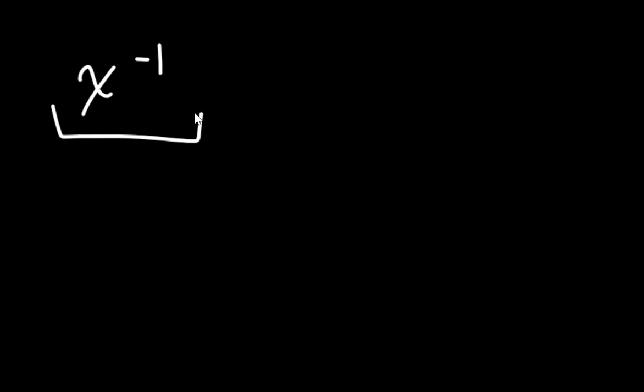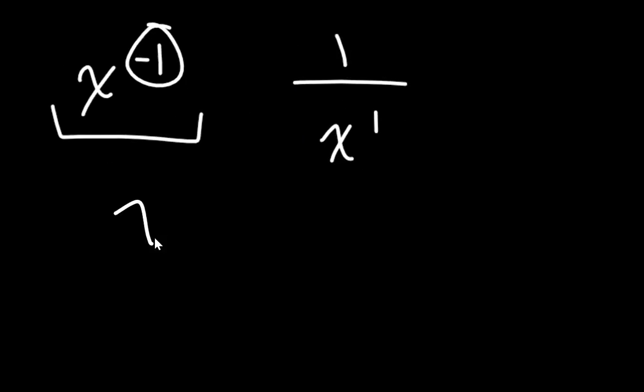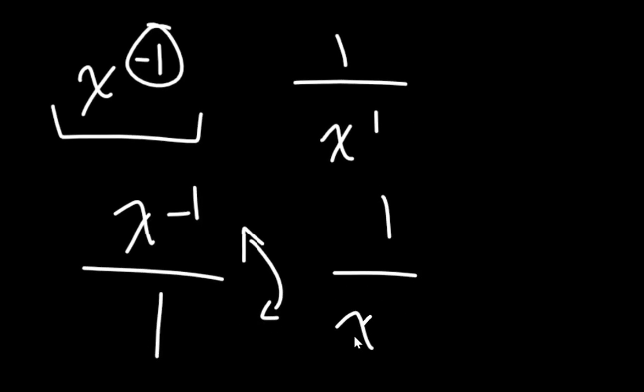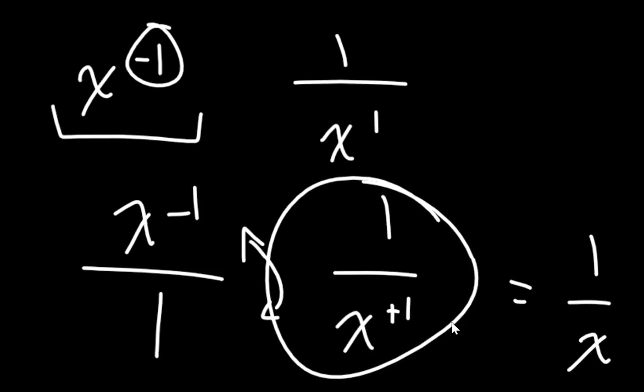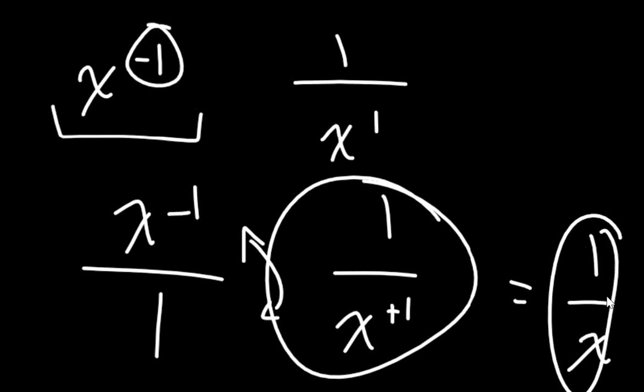So first of all, what is a negative exponent? A negative exponent means you just take the reciprocal, and the reciprocal is just the opposite, flipped, by the way. So x to the negative 1 is actually equal to 1 over x to the first. You flip it, and then you flip the sign, and you get 1 over x, because any number to the first is itself.